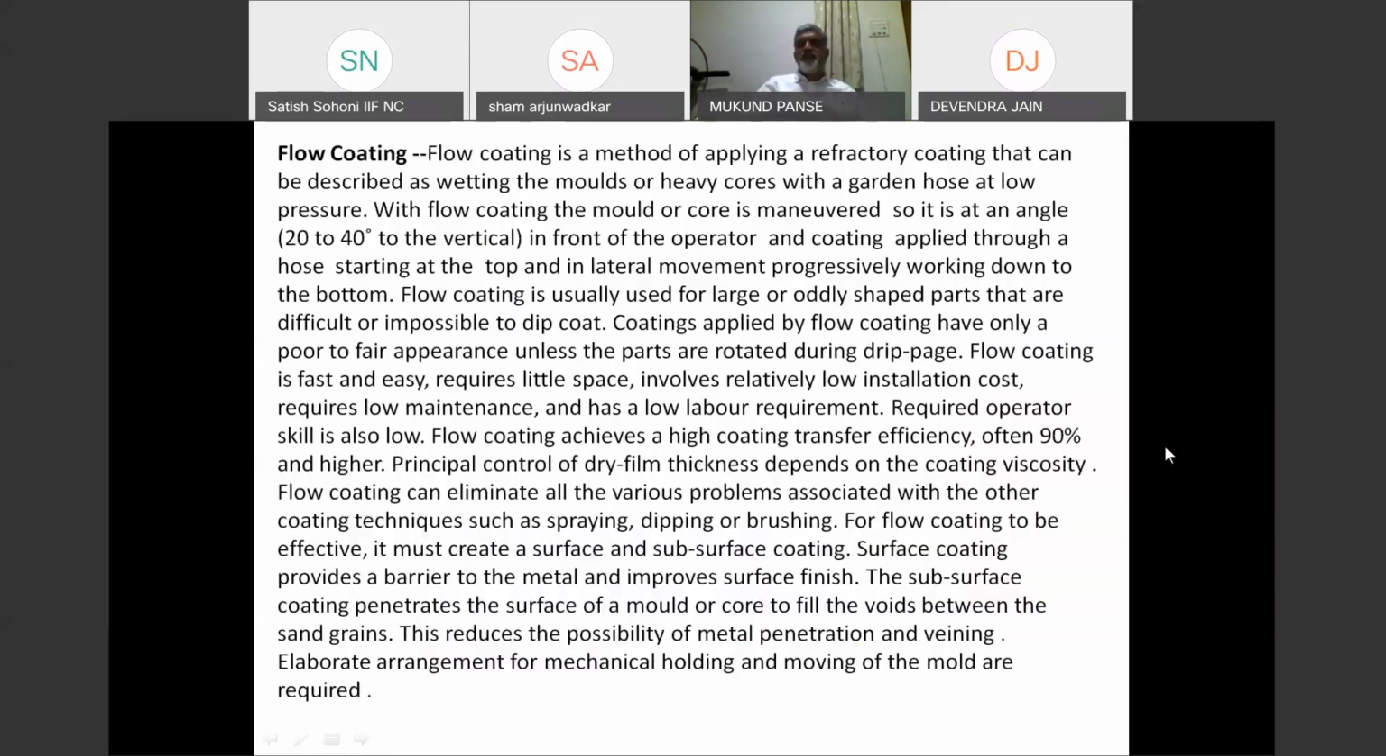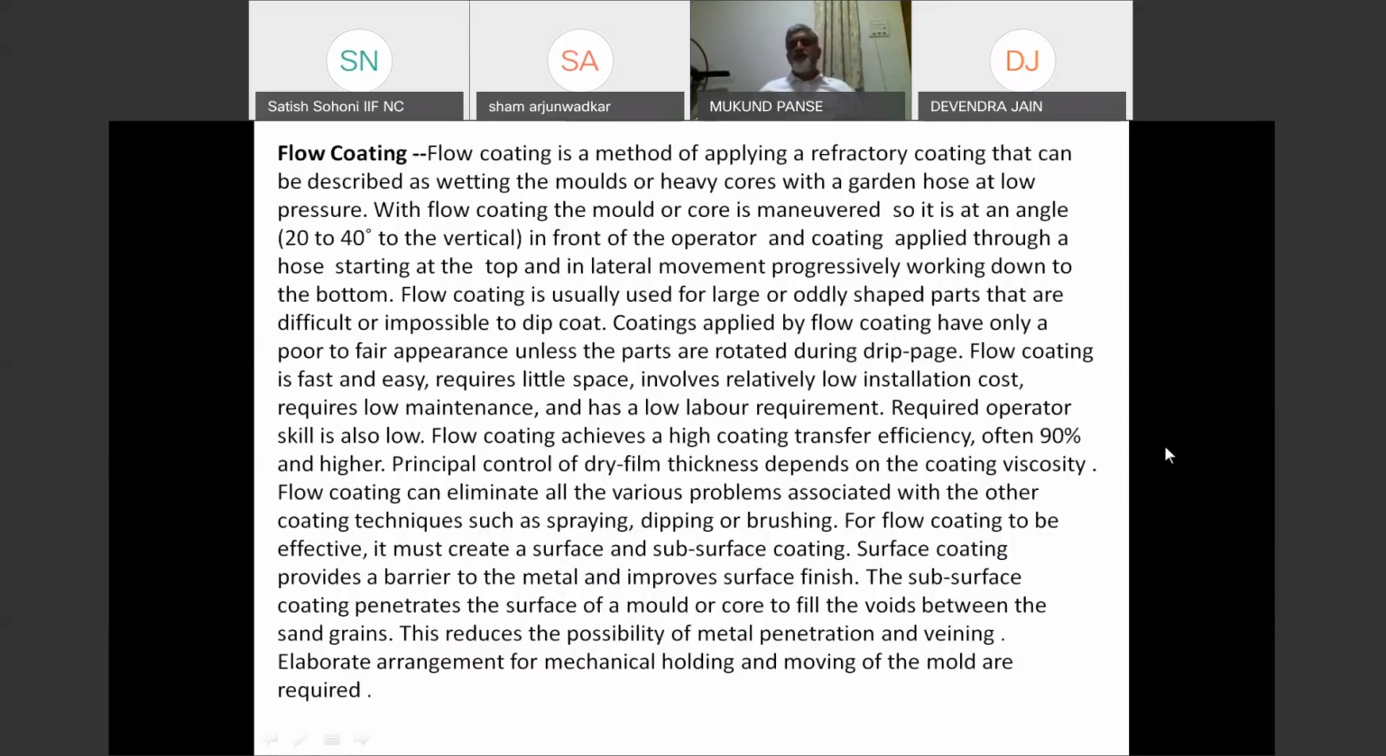It should be, as said, at a 30 to 40 degree angle so that it drops properly, but it gives a thick uniform coating, and with water-based coating, it's substantially faster. If you have to paint such a big mold by brush, you will take a very large time.